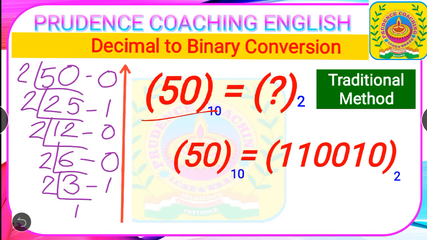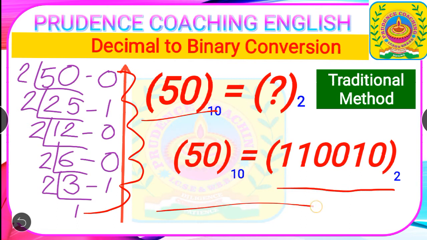Now as soon as we complete this, we will be counting the numbers from the end to the beginning. So here our answer will be 1 1 0 0 1 0. So finally the answer is 110010, and when we write the answer, we have to write in this particular form to get the full marks. This is our traditional method.